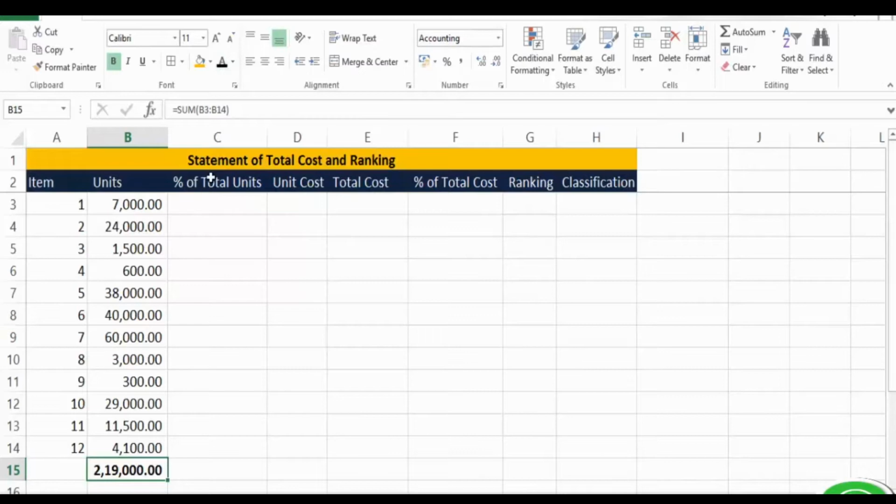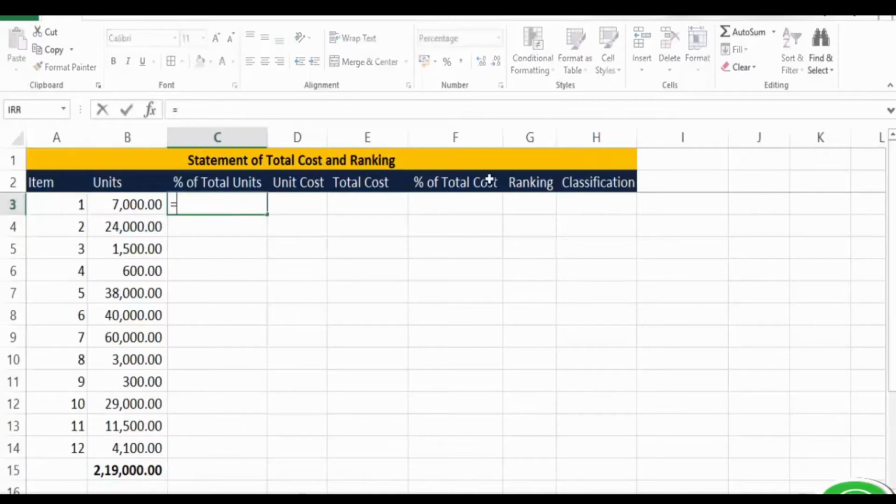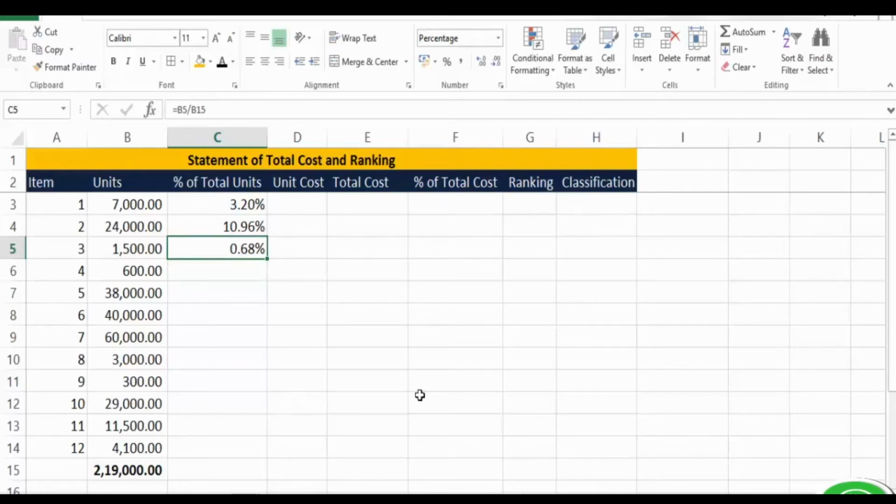Now this third column will be used for finding the proportion of each and every item to the total. Say for example, the proportion of 7,000 to the total of 2,19,000, if expressed in percentage, is going to be 3.2%. Similarly, the proportion of 24,000 to 2,19,000 will be 10.96. Proportion of 1,500 to 2,19,000 in percentage is 0.68%. Similarly, we have to calculate for all the other items.